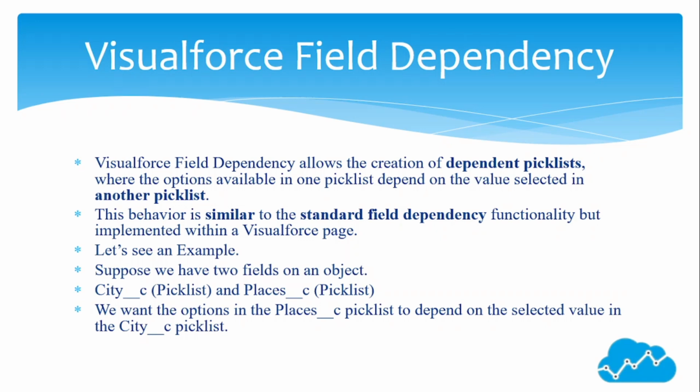Let's see an example. Suppose we have two fields on an object, city and places. City is one picklist and places is another picklist. We want the options in the places picklist to depend on the selected value in the city picklist. Until we select the city, the places value does not come up. Whenever we select the city, the respective places should be displayed for that particular city.